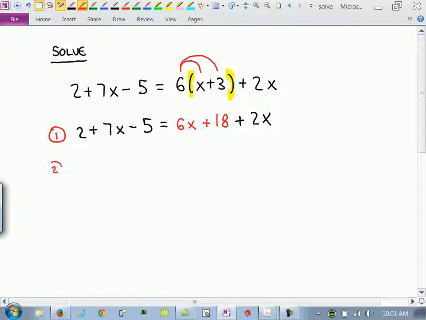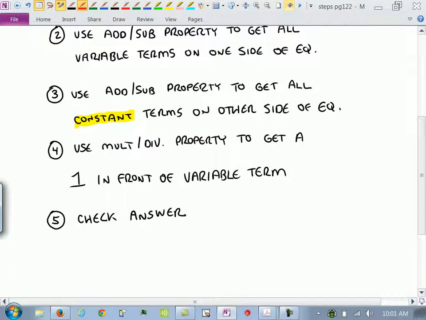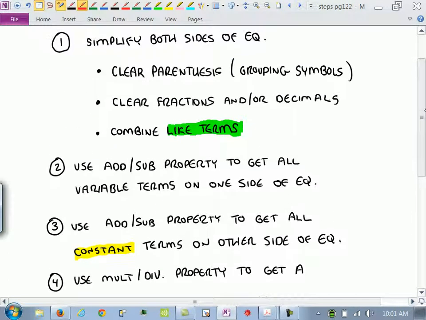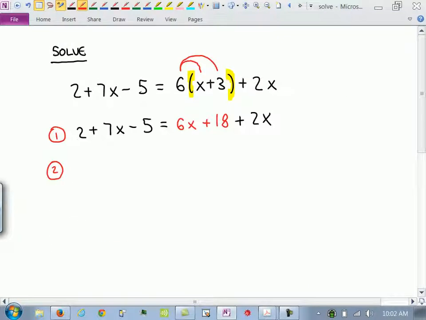What is it? I forgot. Well, I guess I could just go back one page. There we go. I want to clear parentheses, right? Which I've done. I want to clear fractions and or decimals. So let me go back there. Did I have any fractions or decimals? No. So nope, no fractions or decimals. I jumped the gun there. I'm not on part 2 yet.